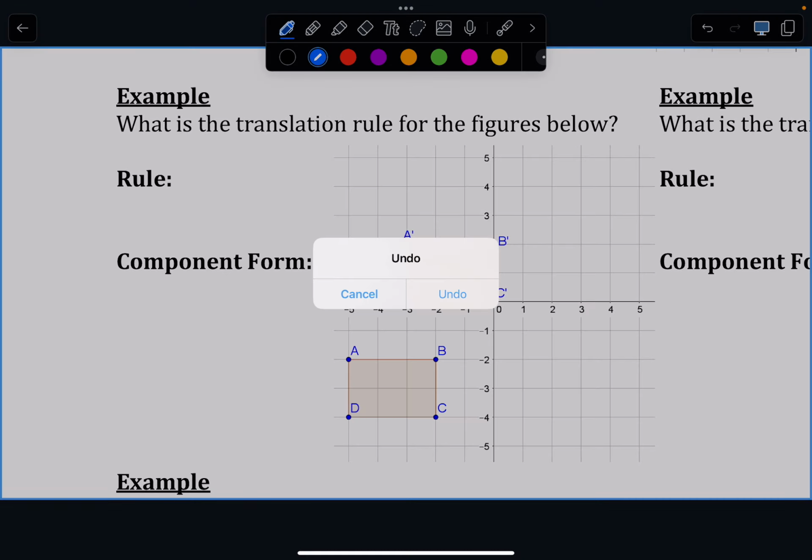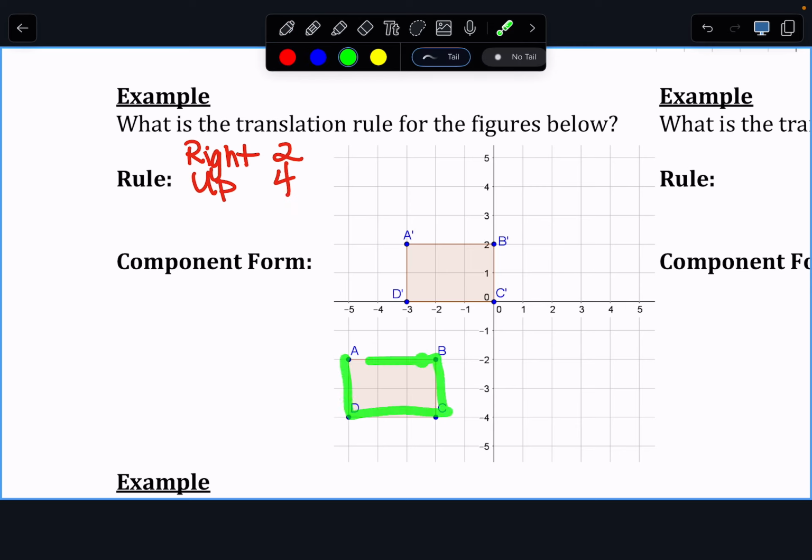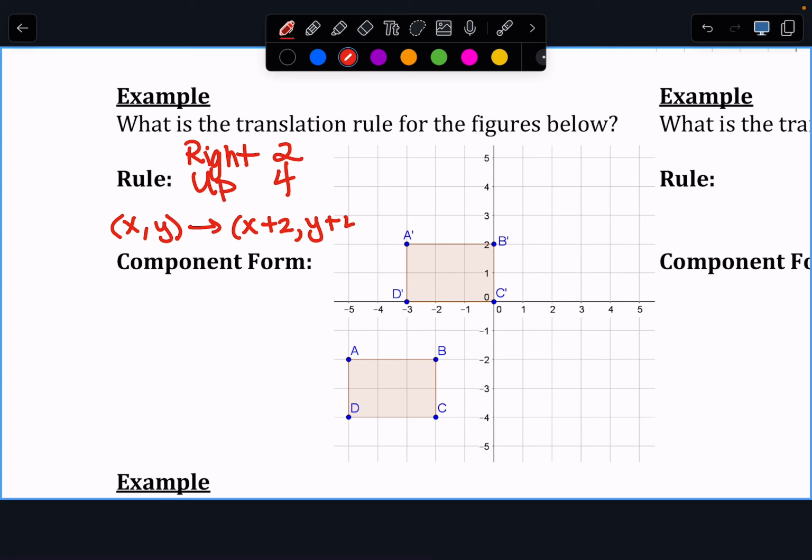Joshua, do we move right or left? How many? We move right 2, and then Ollie, we move up or down? Up. How many? 4. Remember, this is where we start, this is where we end. So our XY coordinates are getting added 2 to X, getting added 4 to Y.